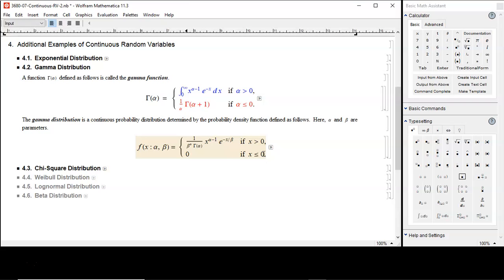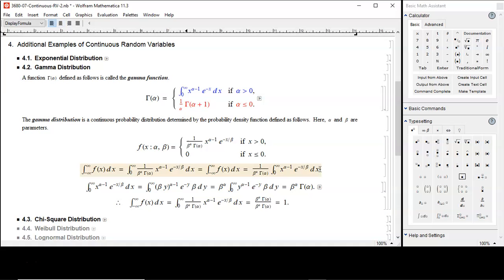Now, is this a valid probability density function? That's a bit of a challenge, but we can actually prove it. We can calculate the integral from negative infinity to positive infinity of this density function. And if you do that, here's a constant, 1 over beta to the alpha times gamma of alpha. You can take it out. Take it out. And what's left is this integrand, which looks very much like the integrand of the gamma function there. Looks like we need some change of variable.